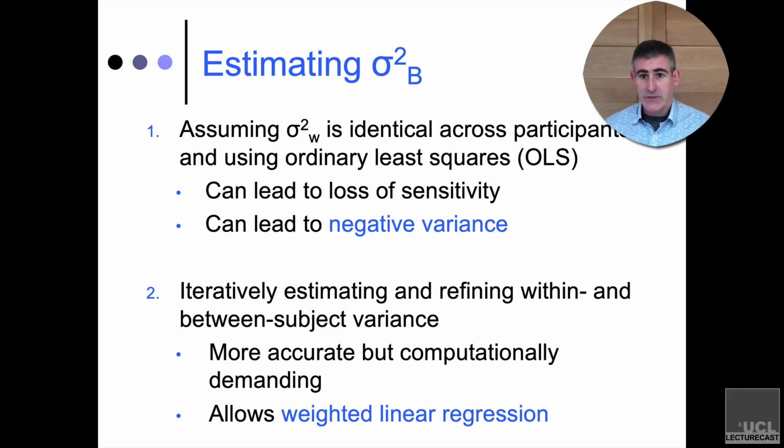The alternative, which is absolutely by far a better option, is to just estimate the between subject variance. And computationally, this is a significantly more difficult task. It involves estimating these variances and refining it, going through this iterative process. But if you have that information, it's much more statistically sensitive. It's not subjected to this kind of negative variance problem. And it'll allow us to do something called weighted linear regression, which I'll explain in just a minute, which is really advantageous.